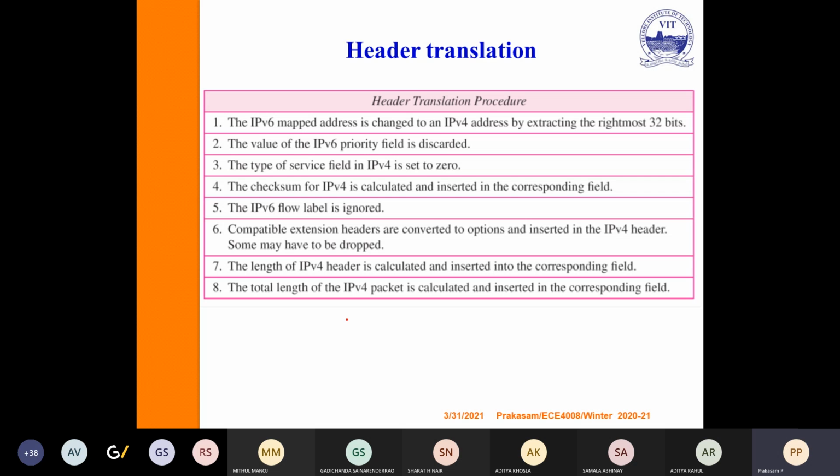Next class we will see how we can assign the IP address for a node using IPv4. We will see that in the next class.